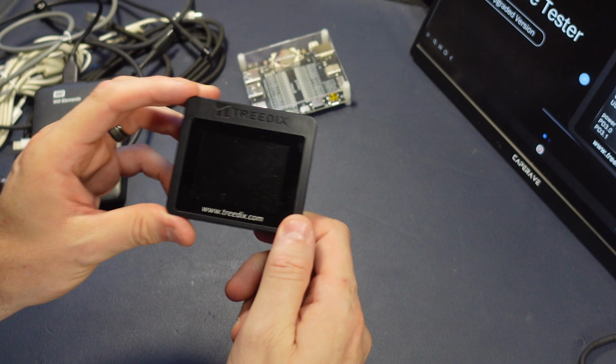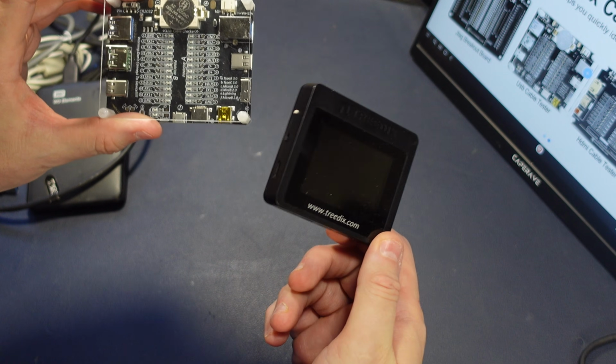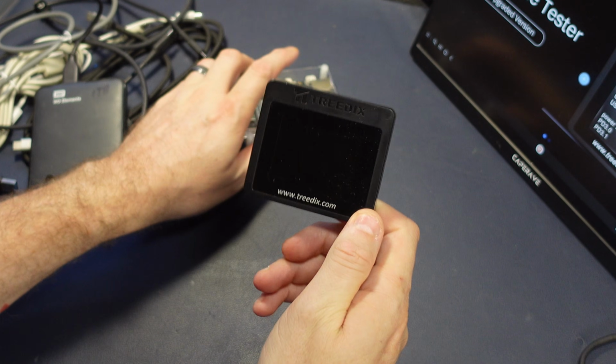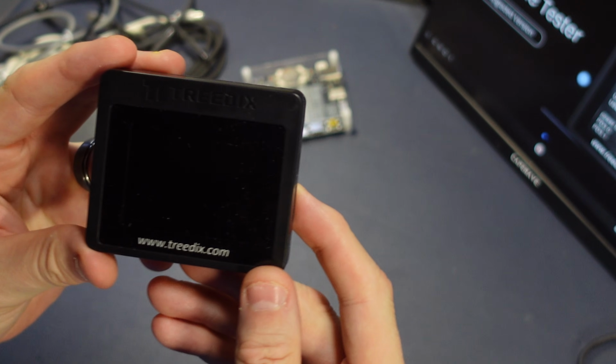Now, this is about 46 bucks. This is about 17 bucks. And it's obvious when you start putting on a screen and a case and things like that, it's gonna go up in price. But let's take a closer look at this if we can.